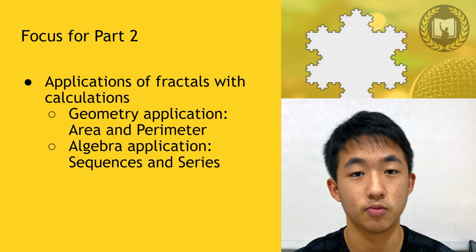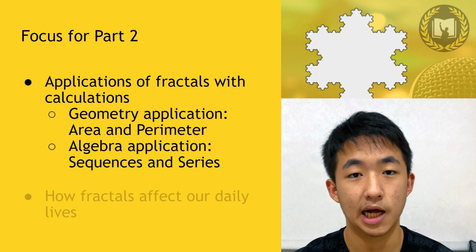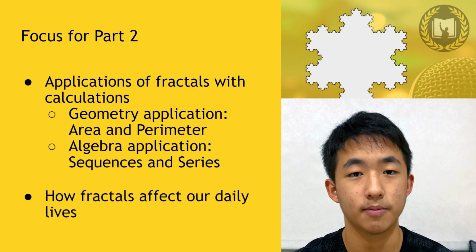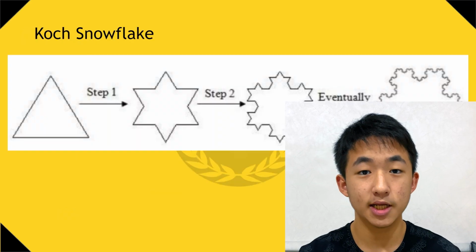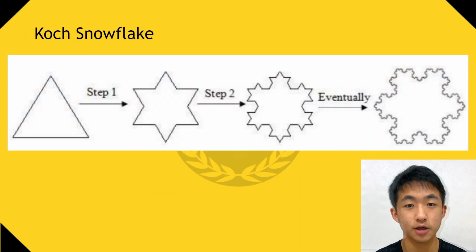After we solve some sample problems on the Koch snowflake together, I will also talk about how fractals can be applied to our daily lives. Now, let's move on to the actual lesson itself. Here is a diagram of the first few iterations and the eventual pattern of the Koch snowflake. You guys now have 20 seconds to derive a basic pattern of the Koch snowflake for each iteration. Time starts now.